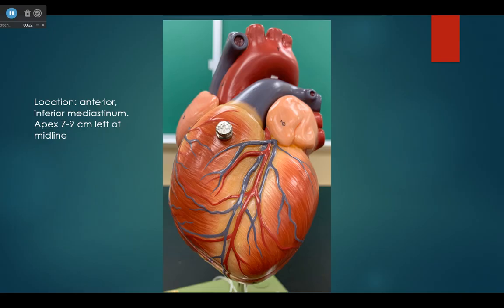The exact location is the anterior inferior mediastinum. So again, the mediastinum is the cavity in the center of the chest. It is anterior, so closer to the sternum, and inferior, kind of towards the bottom.